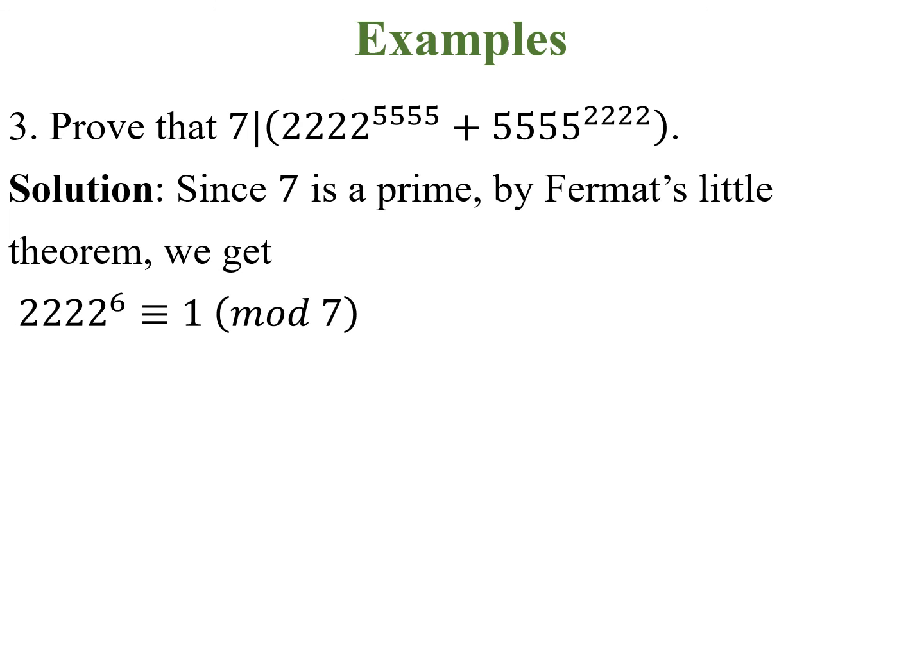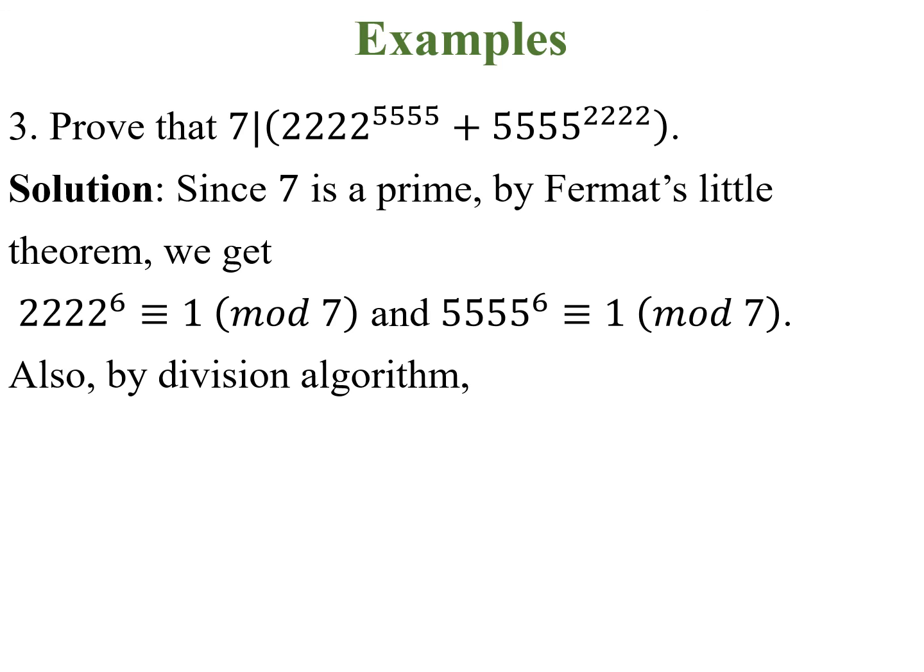2222 raised to p minus 1 is congruent to 1 modulo p. Here p is 7, so p minus 1 is 6. So by using Fermat's little theorem, we will get 2222 raised to 6 is congruent to 1 modulo 7. Likewise, we get 5555 raised to 6 is congruent to 1 modulo 7.